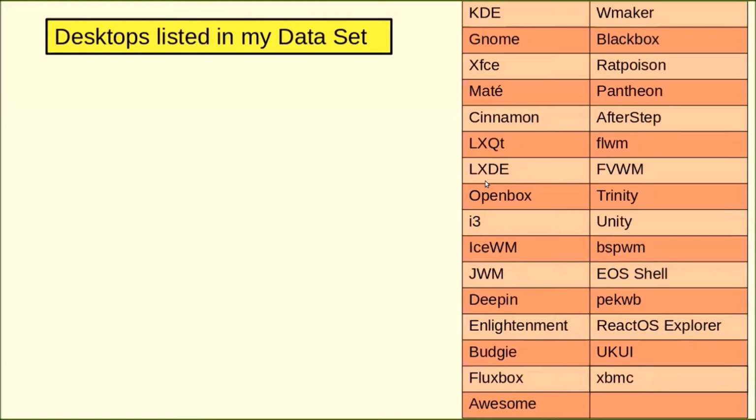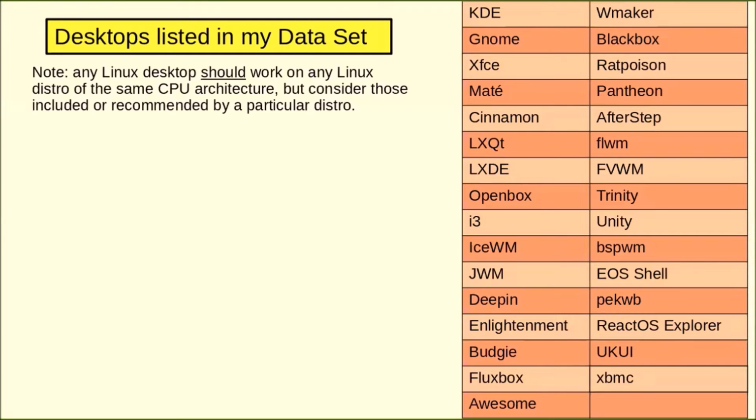Now, if I looked at all the distributions I looked at, and I said, how many desktops are in there? I find there's a little over 30 desktops. And I want to note that any Linux desktop can usually be put on any Linux distro if you know what you're doing, if it's got the right CPU architecture.